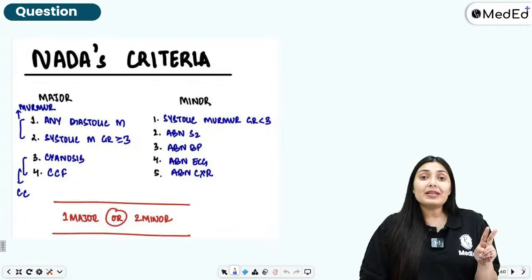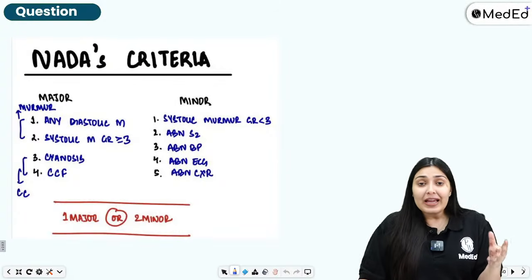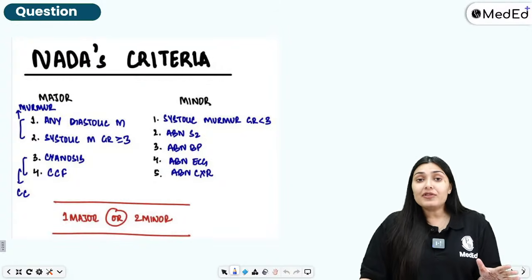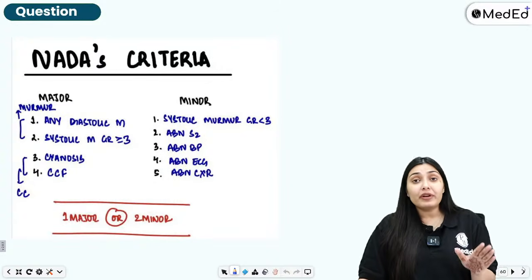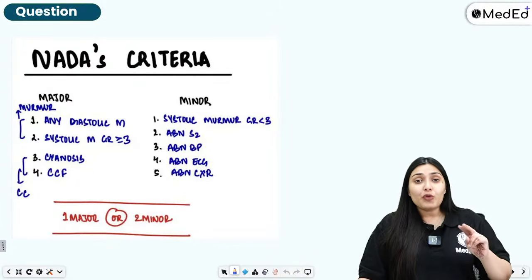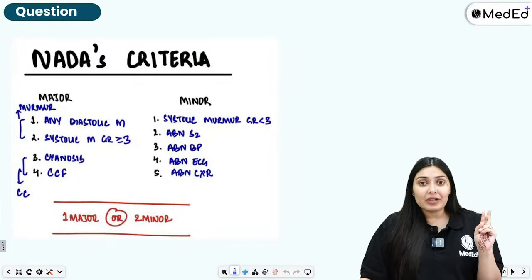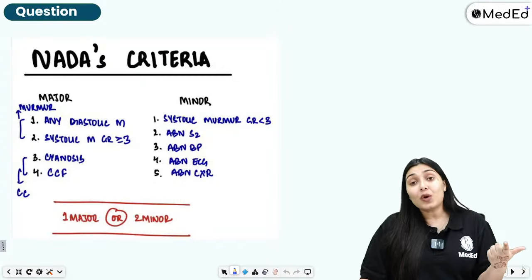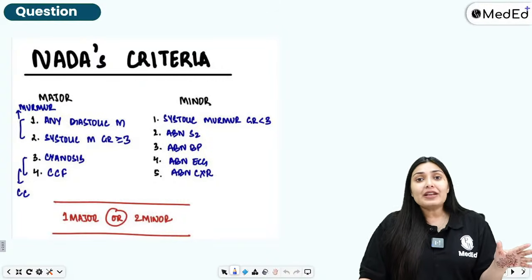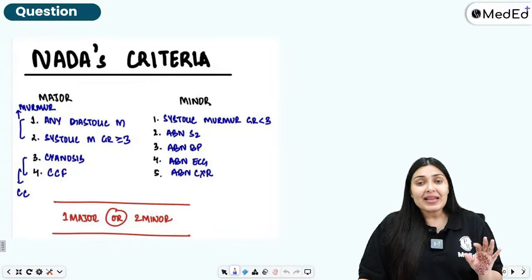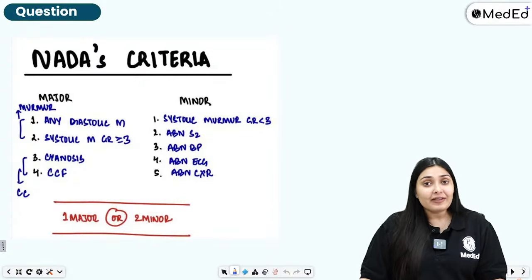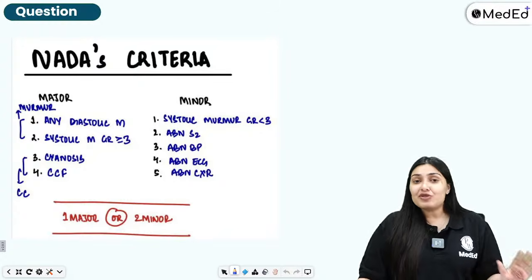The first two criteria are the murmurs. If there is any diastolic murmur, that's major. If there is systolic murmur of grade 3 or more, that's again a major criteria. So the first two criteria are the murmur criteria. Any diastolic or systolic murmur, grade 3 or more. The other two criteria I remember by the mnemonic CC. C for cyanosis, C for congestive cardiac failure, right? So this completes my major criteria.